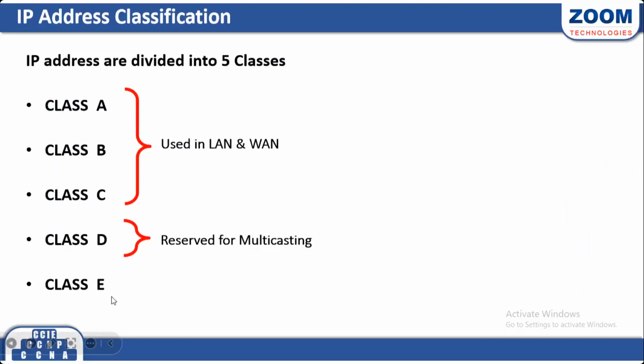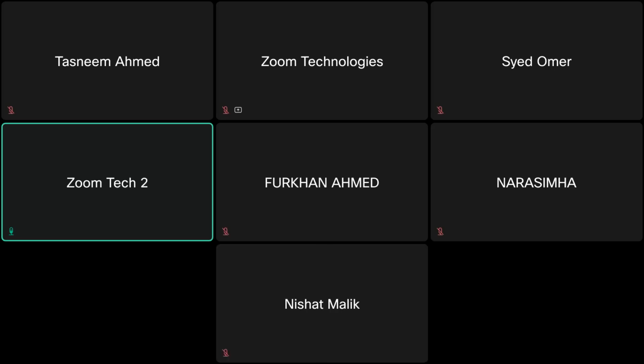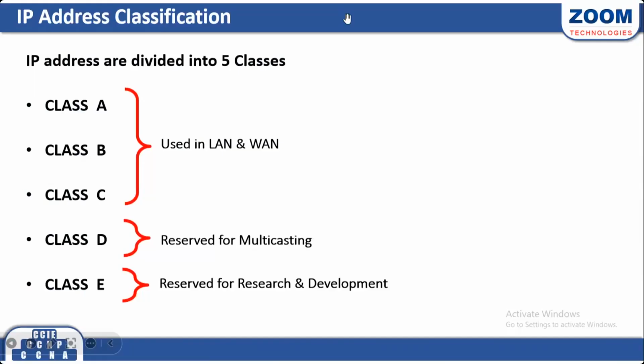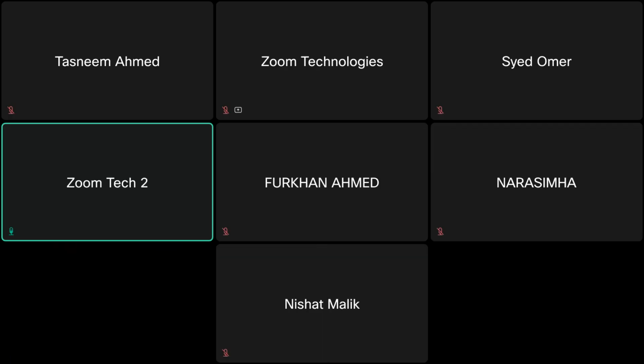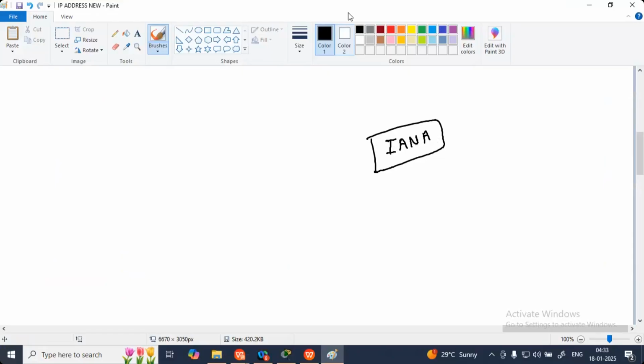Then class E IP address is also reserved for research and development purposes. So we have this organization, IANA. IANA means Internet Assigned Numbers Authority. This organization has already reserved these IP addresses. The IANA organization is responsible for providing and controlling the IP addresses.